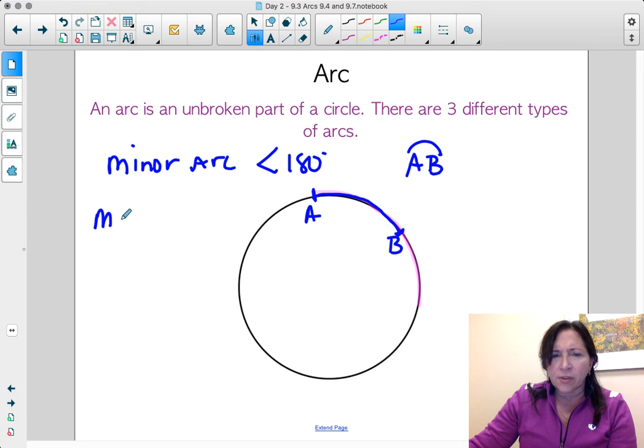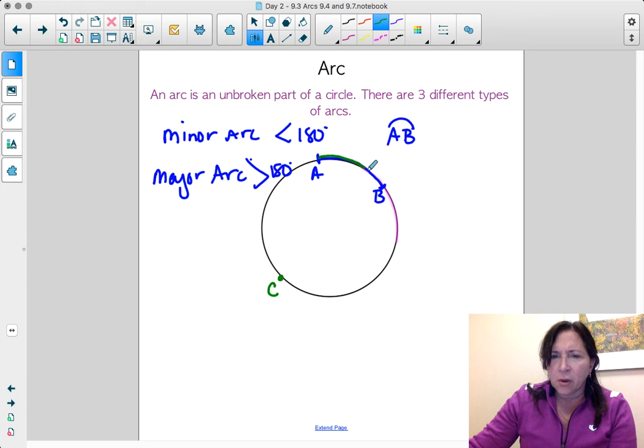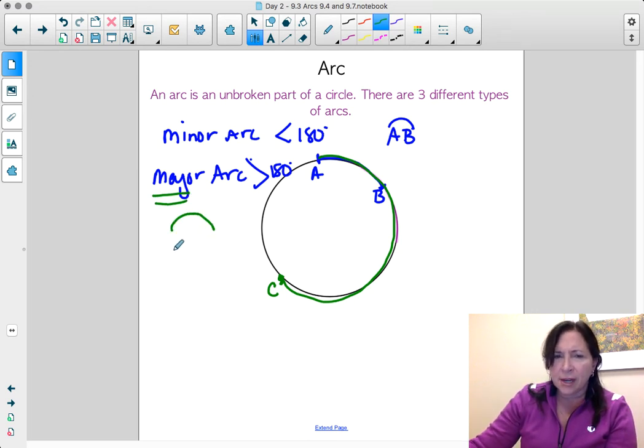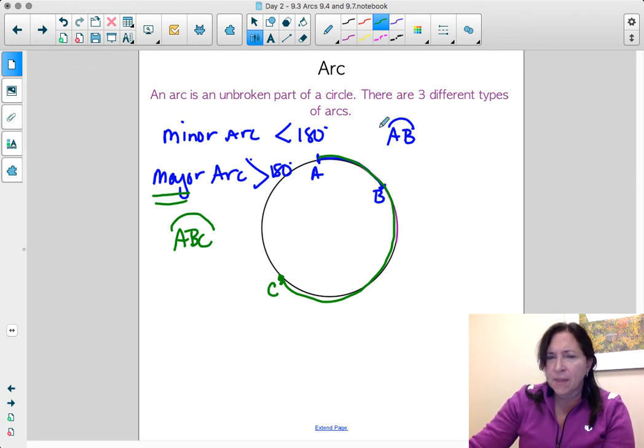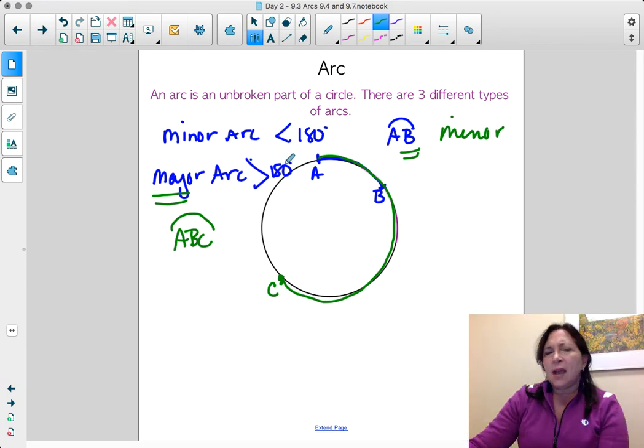We have what's called major arcs, and those arcs are greater than 180 degrees. So that would mean something like if I had a point over here, let's say that's C, then this arc right here, ABC, would be a major arc. Now, if I'm talking about a major arc, I'm going to use 3 letters. That means that's major. If I have 2 letters, that means it's a minor arc. So any arc that's greater than 180 degrees is a major arc.